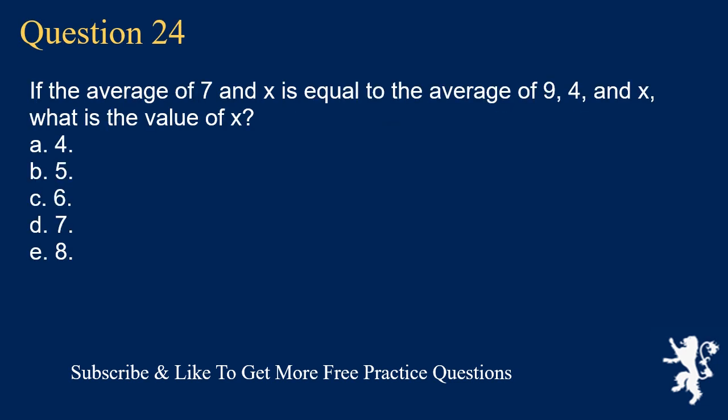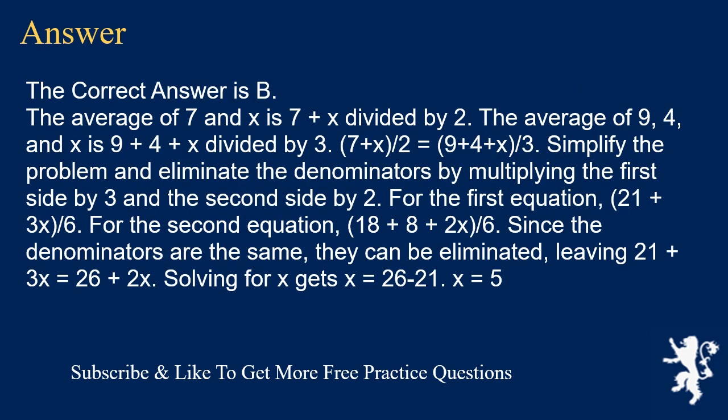Question 24. If the average of 7 and x is equal to the average of 9, 4, and x, what is the value of x? A. 4. B. 5. C. 6. D. 7. E. 8. The correct answer is B. The average of 7 and x is (7 plus x) divided by 2. The average of 9, 4, and x is (9 plus 4 plus x) divided by 3. So (7 plus x)/2 equals (9 plus 4 plus x)/3.